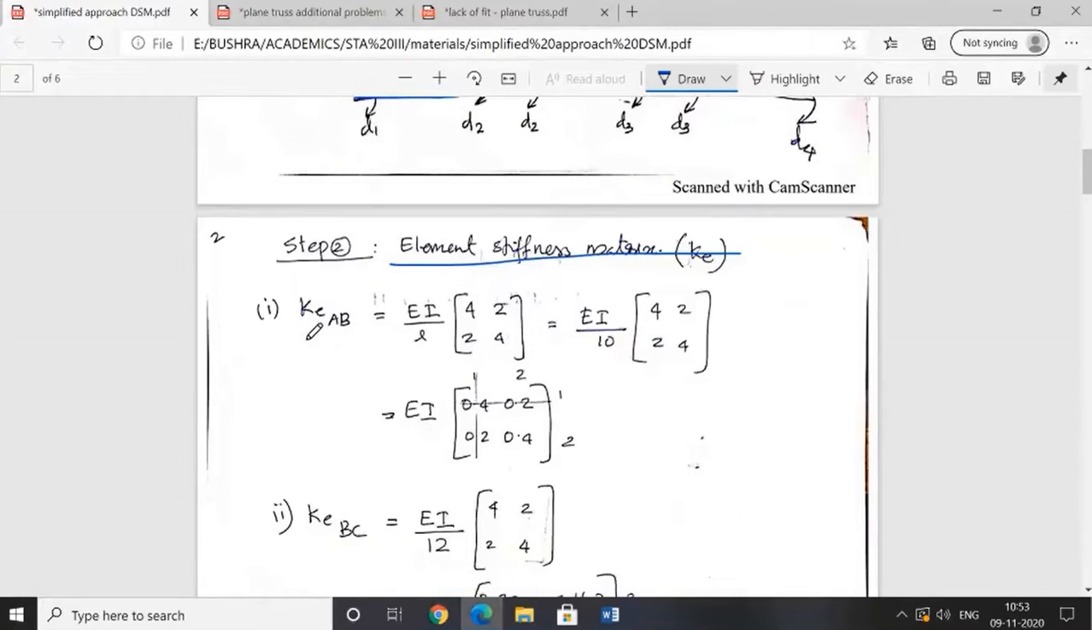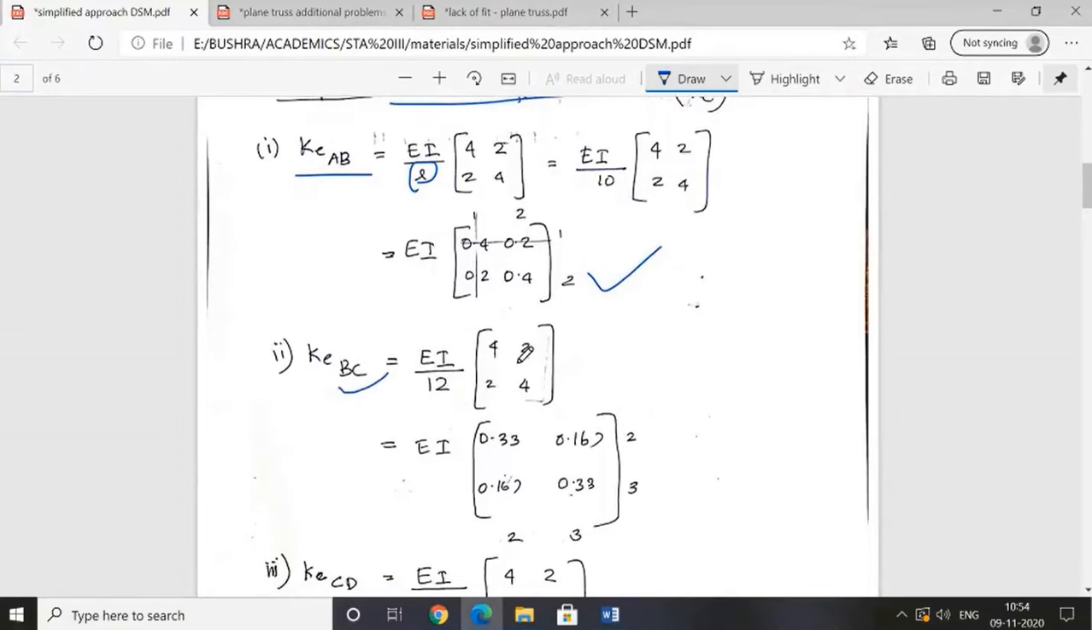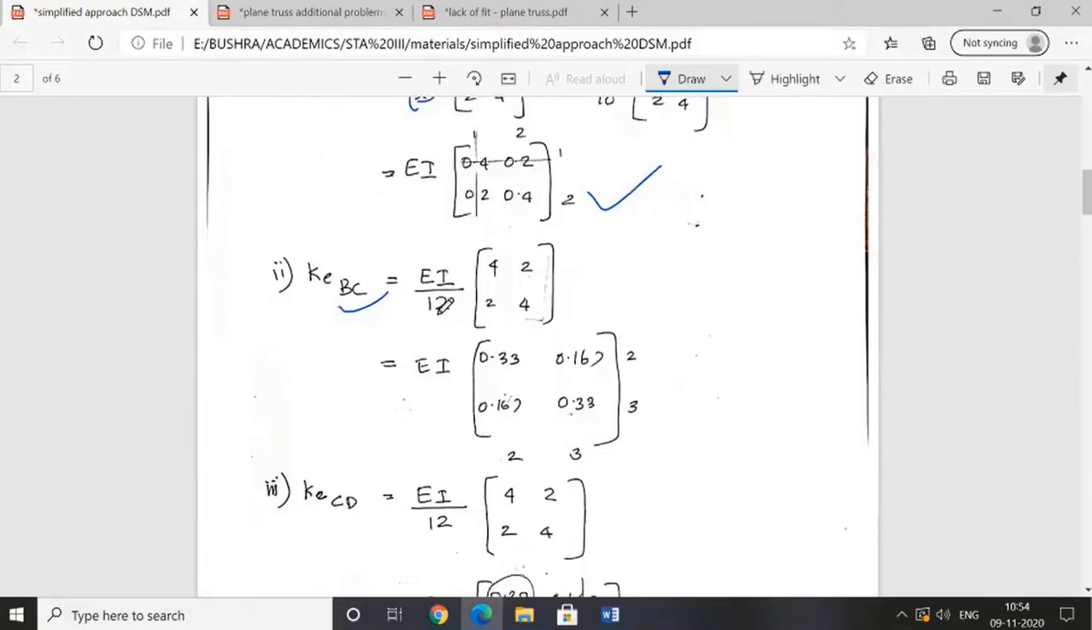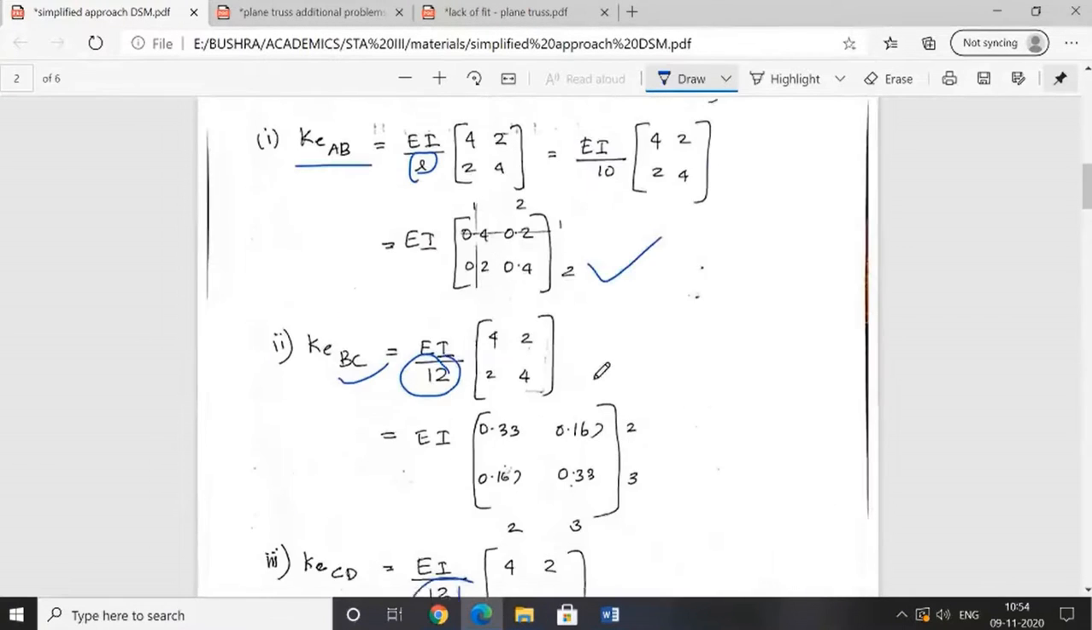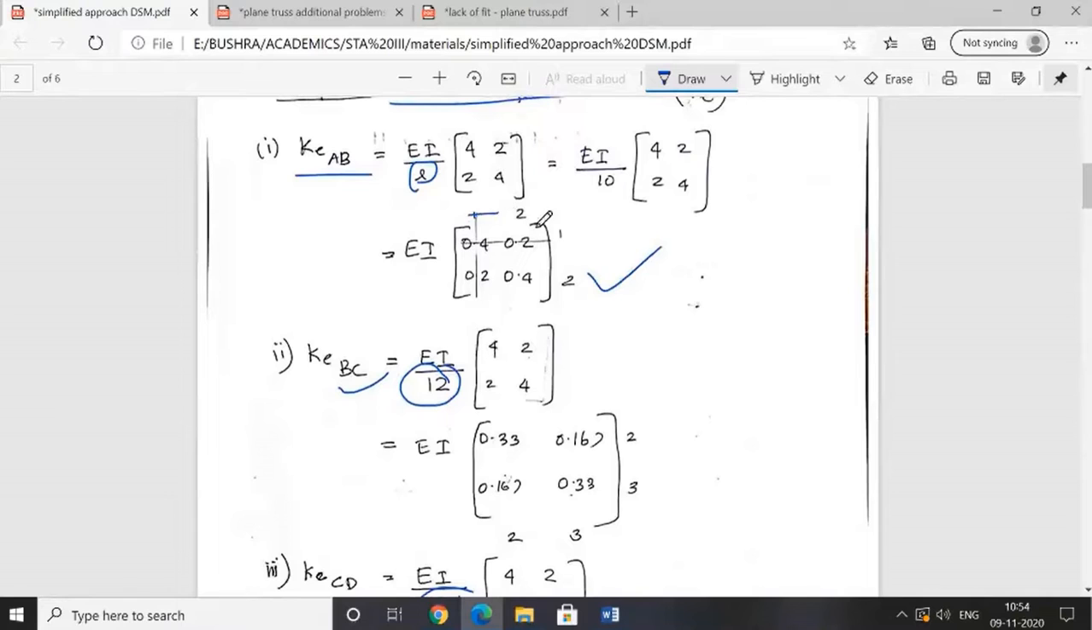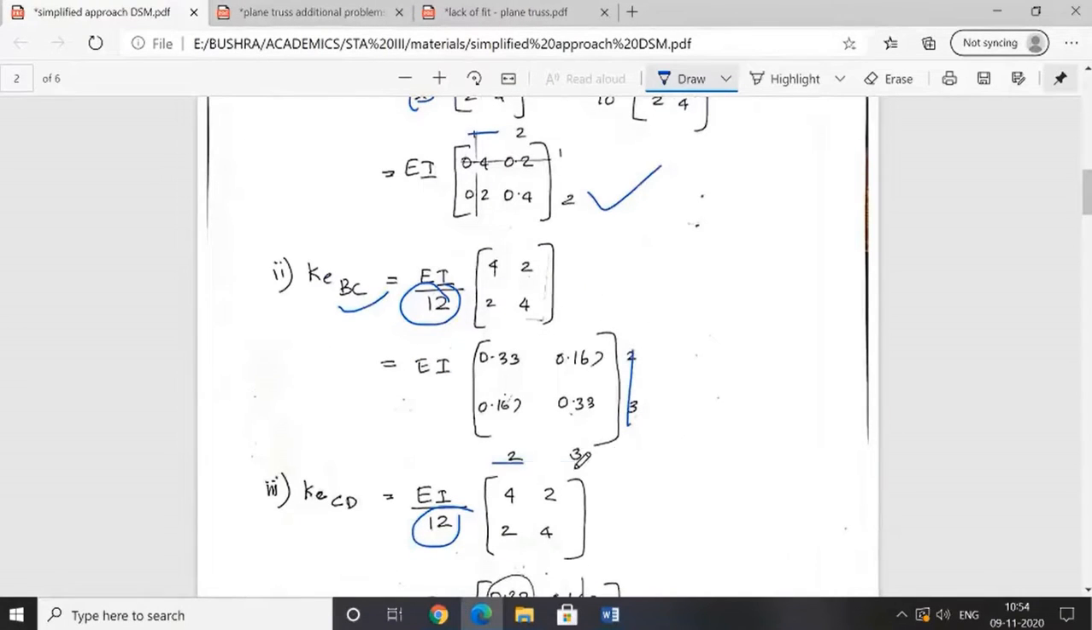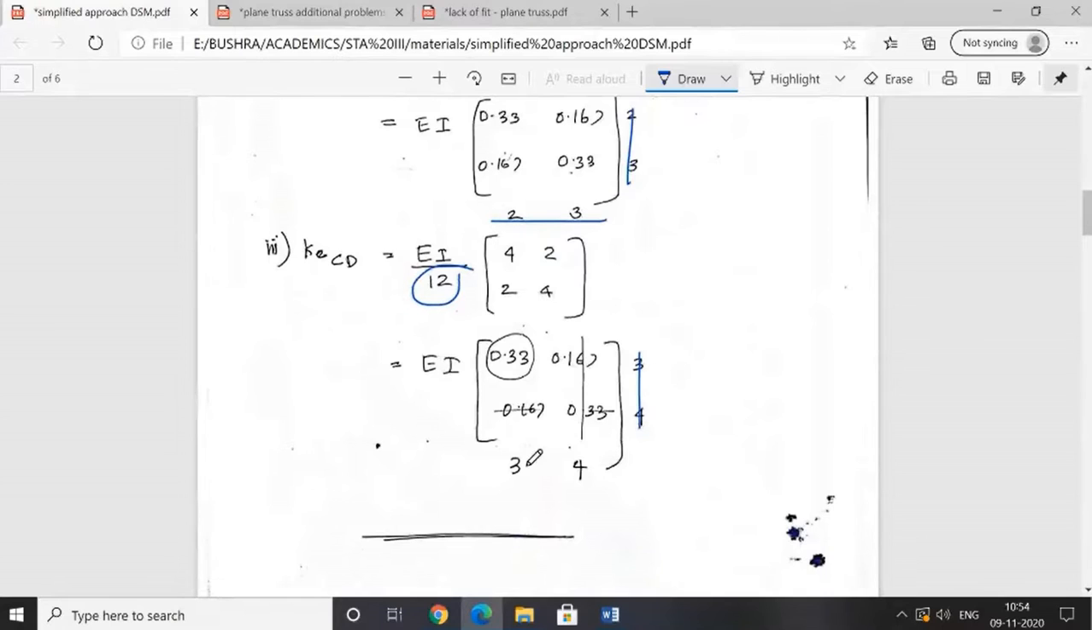And KE of AB, when you write EI by L of AB, length of AB, into 4, 2, 2, 4, you can easily get the KE of AB, then KE of BC. You can take only rotational terms. You may substitute the length, then find KE. Then here also you can number. It is 1, 2, 1, 2. Then this is 2, 3, 2, 3. And here it is 3, 4, and 3, 4.